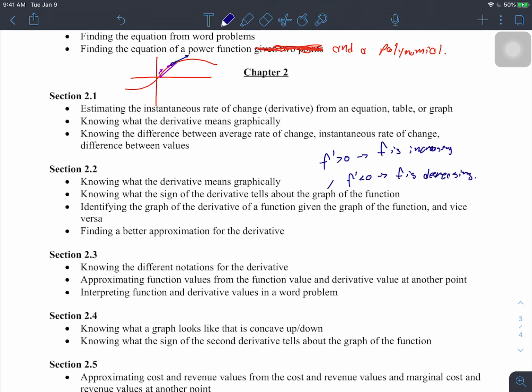Identifying the graph of the derivative function given the graph of the function and vice versa. So we should be able to look at the graph of a function and sketch, basically, the graph of the derivative of that function.